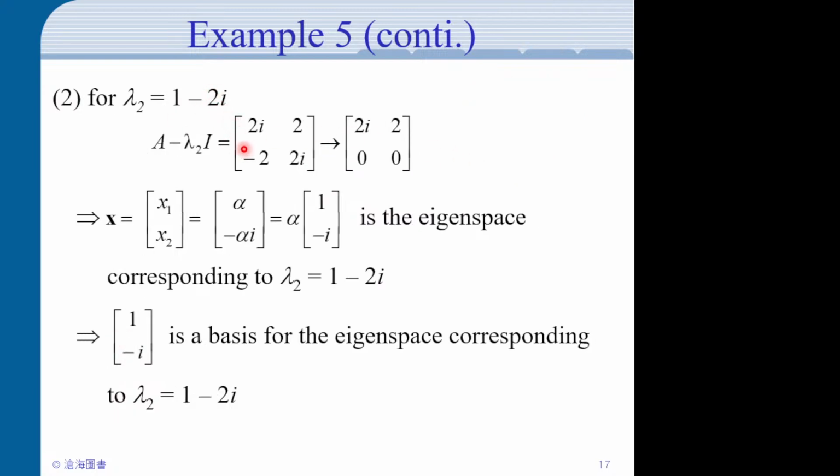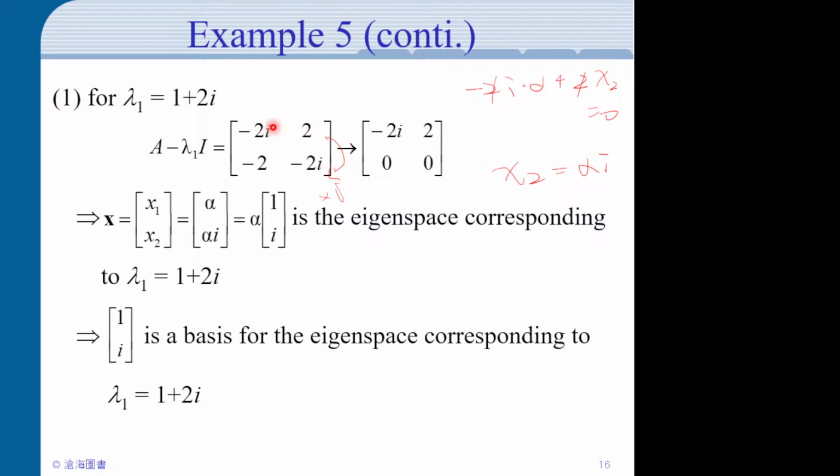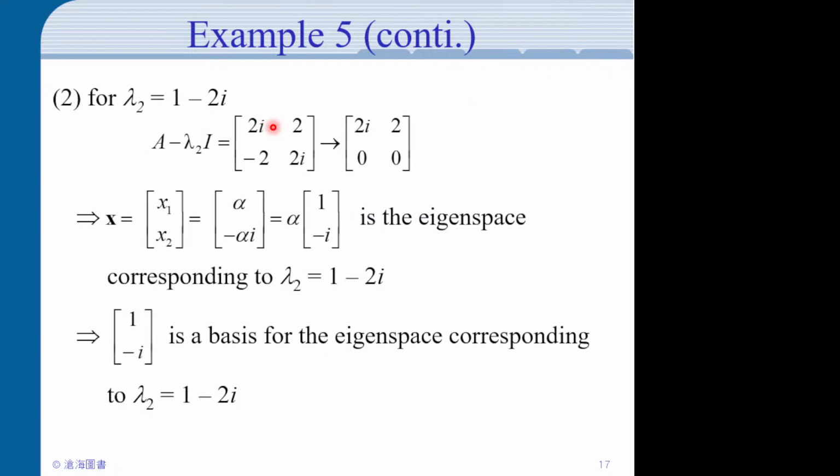Okay. And then the second eigenvalue, lambda 2, is 1 minus 2i. Now things are similar. A minus lambda 2 I now has 2i, 2 and minus 2i. Then you can multiply the first row by minus i and add it to the second row, and then you can do Gaussian elimination. So times minus i, and i times minus i is plus 1. So 2 minus 2 becomes 0, and minus 2i plus 2i cancels to 0.